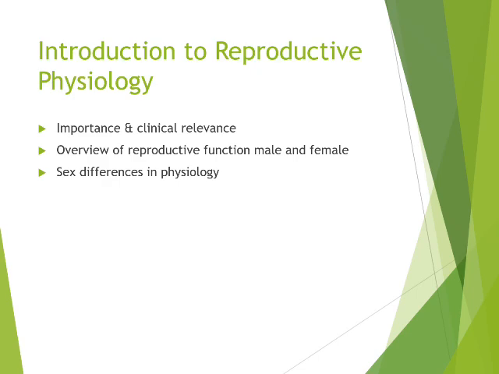The course should involve the importance and the clinical relevance of the human reproductive system, and this should include the function and the dysfunction of the male and female reproductive systems, and also the knowledge of sex differentiation: how the baby, the embryo, will be differentiated to male and/or female. This knowledge should be included in the course.